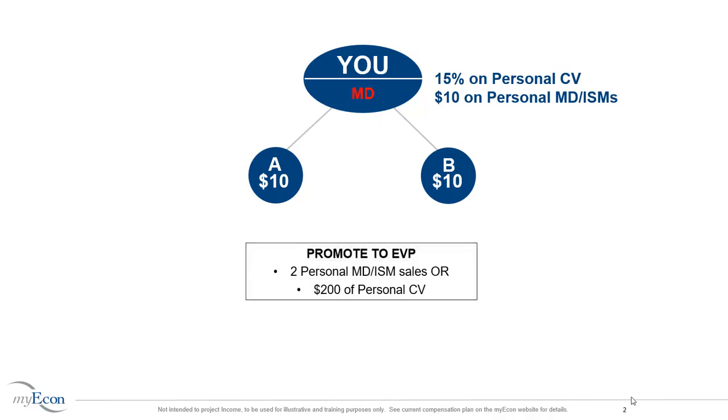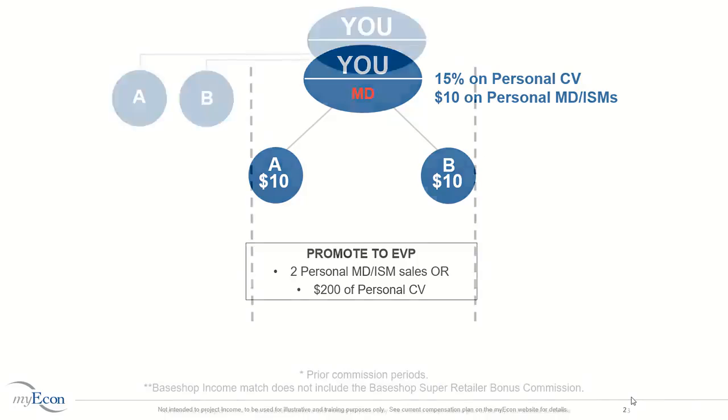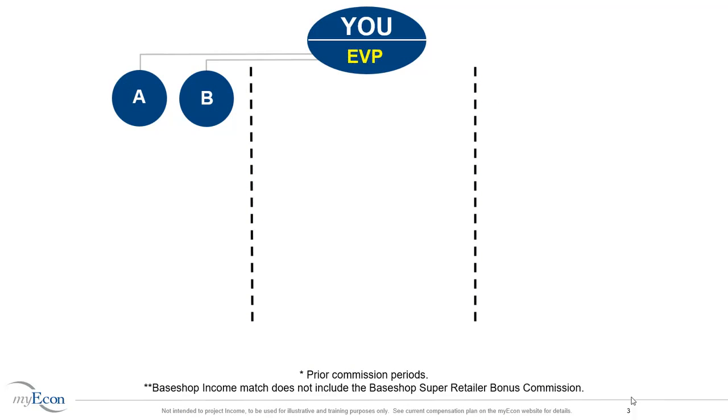In order to promote to the next rank, which is titled EVP or Executive Vice President, you have to either personally enroll 2 new marketing directors by selling them the income shifting membership or sell $200 of personal CV in product sales. Once you personally enroll 2 new marketing directors, you are promoted to Executive Vice President. As an Executive Vice President, you are now positioned to create base shops, beginning with the next person you sponsor.